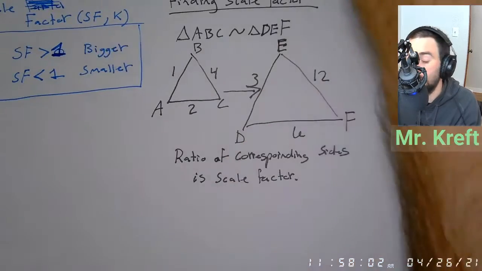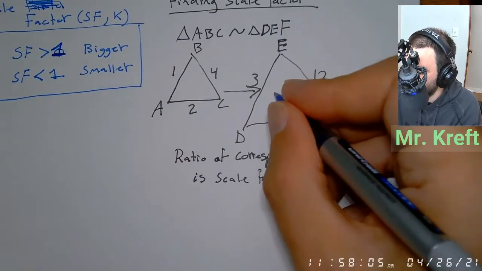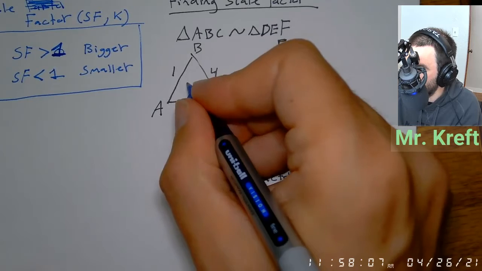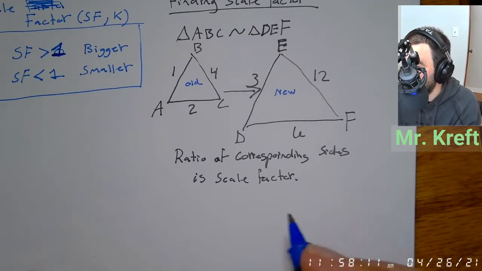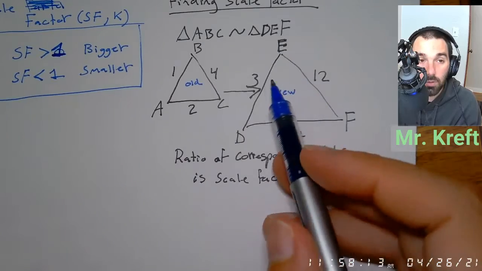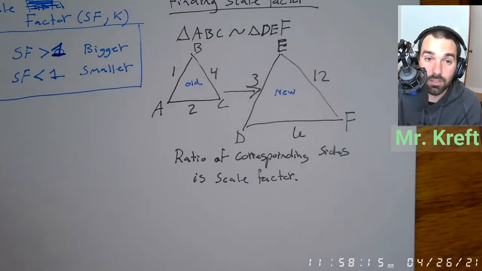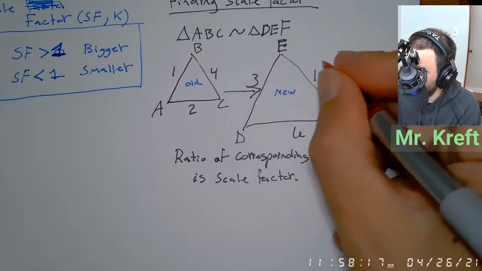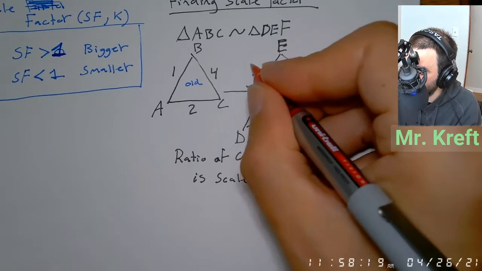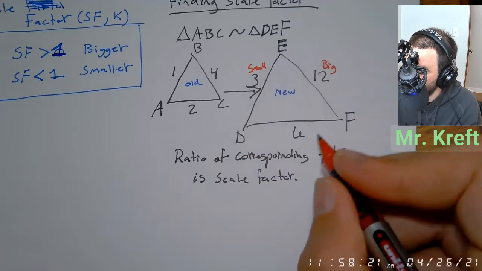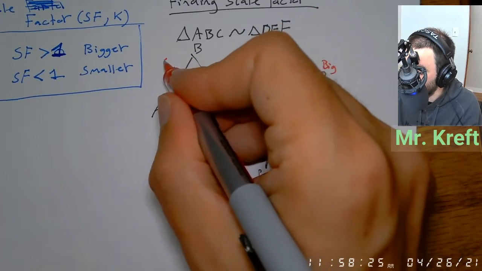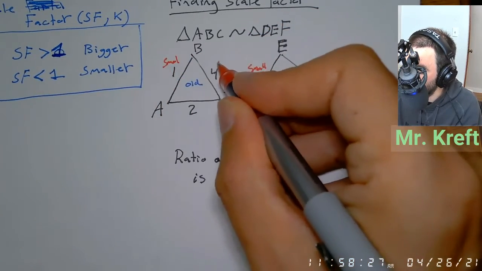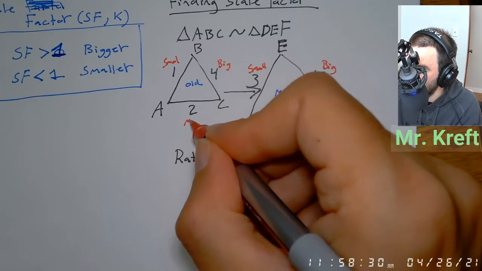We always write scale factor as new over old, right? So this would be my new, and this would be my old. And I'll show you, if you make a mistake with this, it's not a big deal. But for example, I always label big, small, medium. So this is my biggest side, this is my small side, this is my medium side. Over here, this is my small, this is my big, this is my medium.